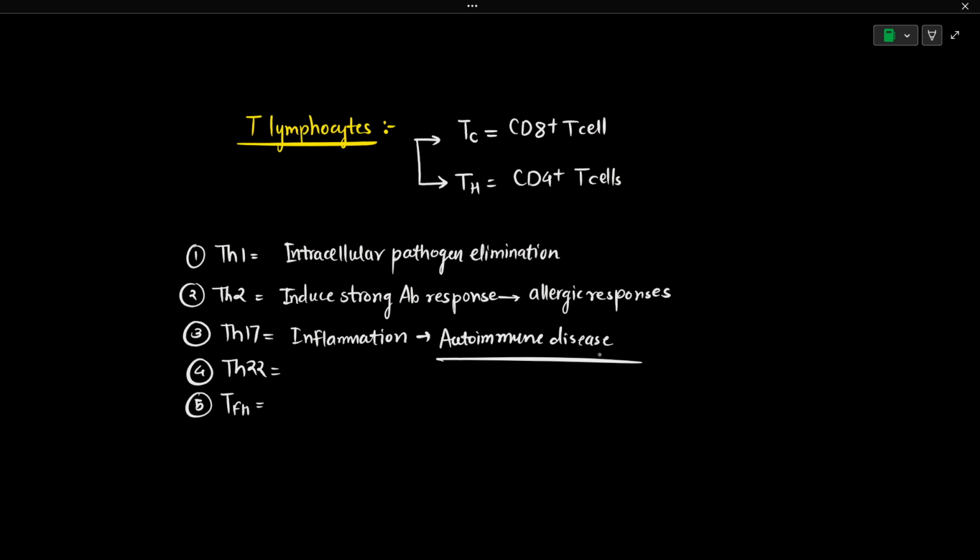Okay, when the tolerance property of the immunity is compromised, then the individual suffers the autoimmune disease, and that is mediated by the Th17 cells. Then the Th22 cells, they are a part of mucosal immune response. Okay, in the mucosal region, the food is also the foreign substance.